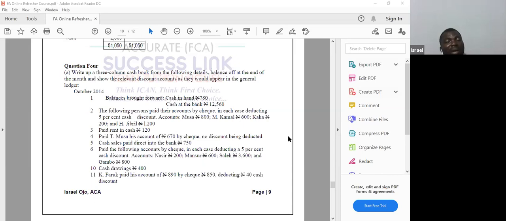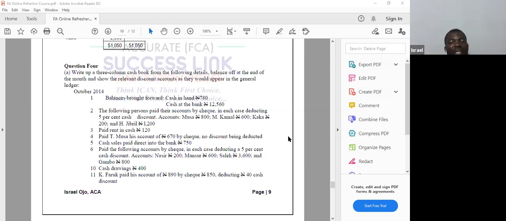Discount allowed is the discount that a company gives its customer to take advantage of, a rebate that the company gives another party to enjoy their service or to pay back the amount owed at a reduced price. That is what we call discount allowed.